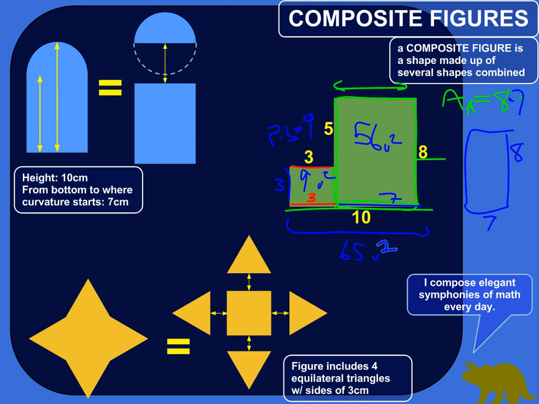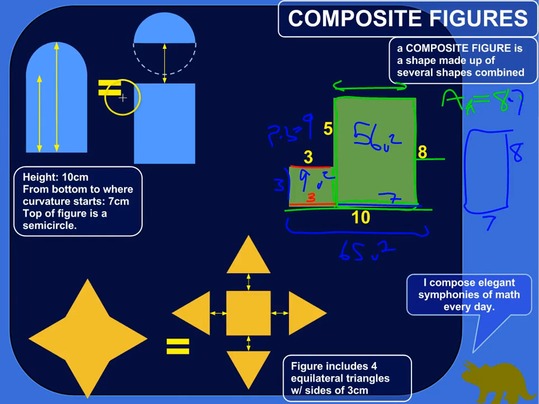So we just broke it up into a rectangle and a square. And we know how to find the area of a rectangle and a square. So all we have to do is find those individual areas and then add them together to get the whole composite area. All right, okay, this trash can here, let's check this out.